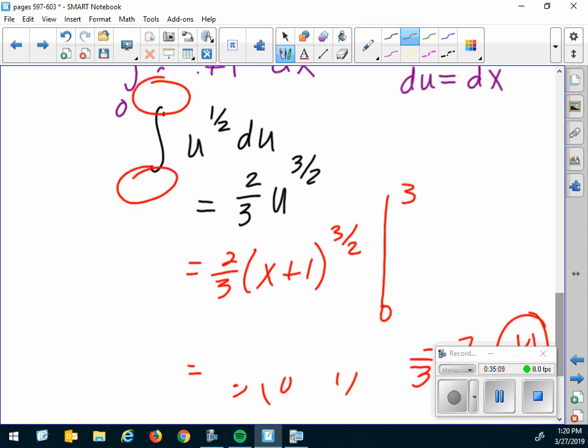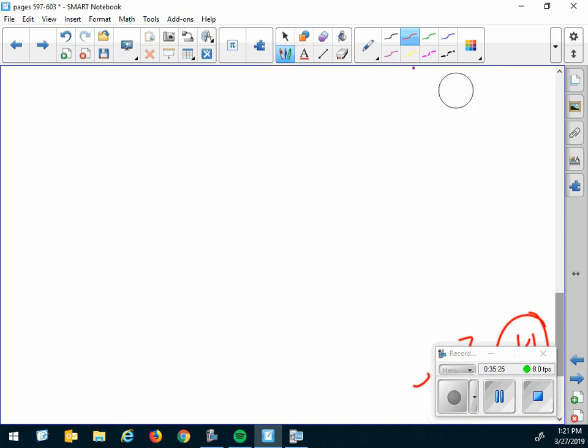leave these blank because you never did change them to u limits, so don't put anything there. Do you have questions? All right, take a look at the paper that I gave you. You don't have to work through these if you don't want to because the answers are there. One of them is a trig function, and I thought we probably needed to do a trig function.